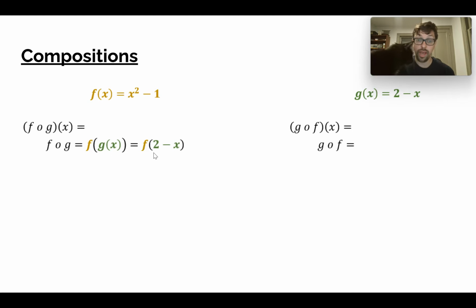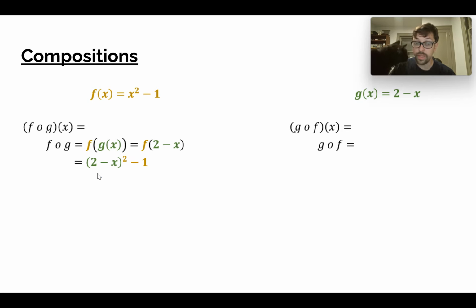So into f, we want to put g of x, which is 2 minus x. So we want to take this 2 minus x and put it where the x is in the f of x. Once we do that, it turns into this. We've got our 2 minus x getting squared because that's what f does, and then we want to subtract 1.